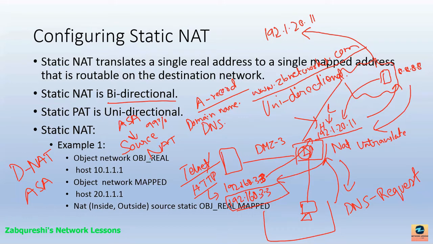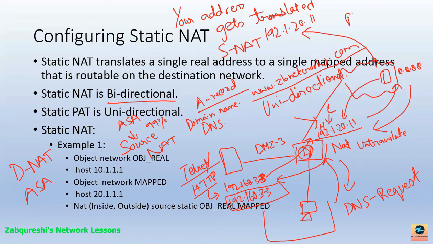Okay, because with respect to ASA, when your address gets translated, it's called source NAT. And when the remote address is translated, it's called DNAT, destination NAT. In this case, what we are doing is source NAT, right? Even though it's in the destination field of the packet.